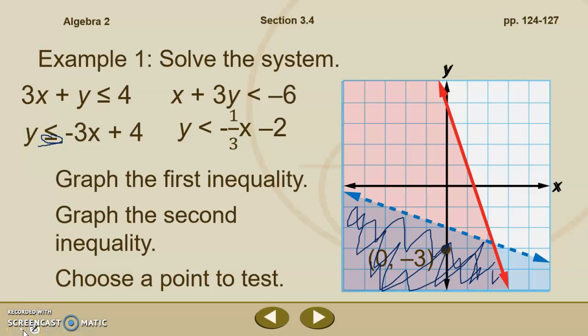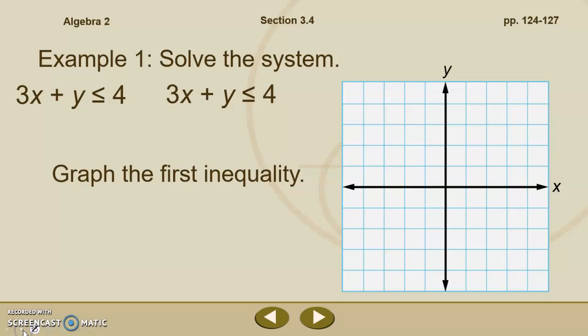Now, we can't list that as one specific point like we could do with linear functions or linear equations earlier. We're just looking at our region. This region is our point of intersection. Okay, let's try another one.